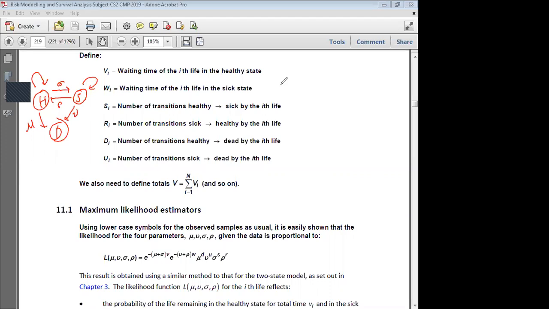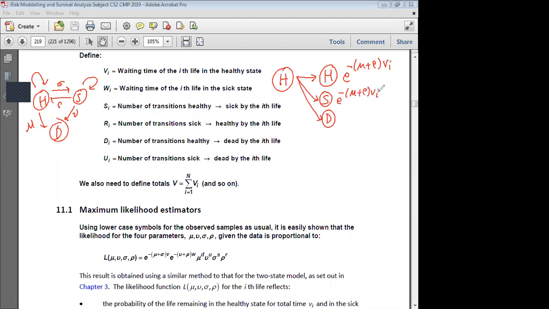If I start off in a healthy state, what is the probability that I'll be in a healthy state once again? I'm not going to count the fact that it could go to S and then come back, so I'm just looking at H to H-bar. It will just be e raised to minus the total force of transition out of state H, which is mu and sigma, so e raised to minus (mu plus sigma) times t. Here, t denotes the waiting time in H, and we know that the waiting time for one particular life is v_i. Let me say that we are writing all of this for only one particular life for now. So for H to S, I will have e raised to minus (mu plus sigma) v_i.